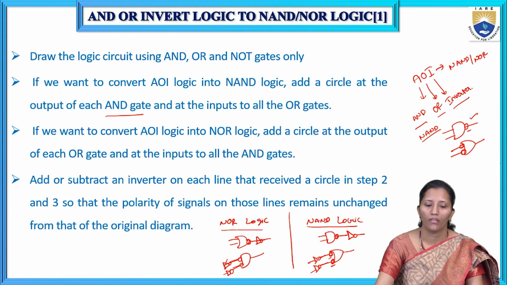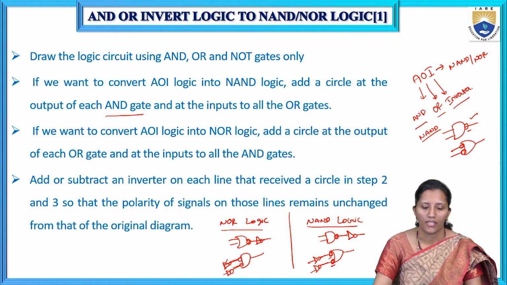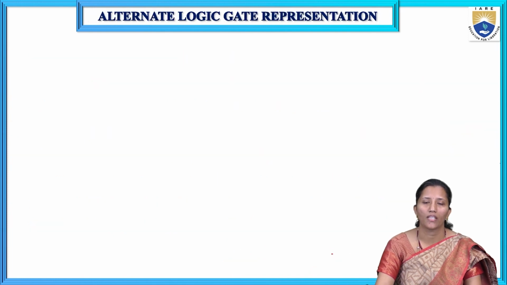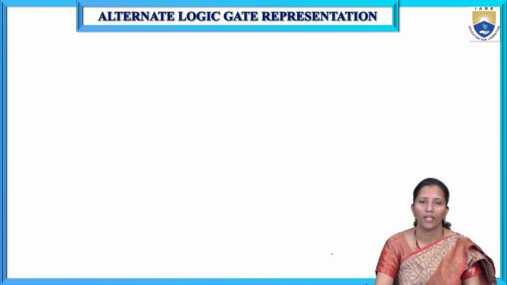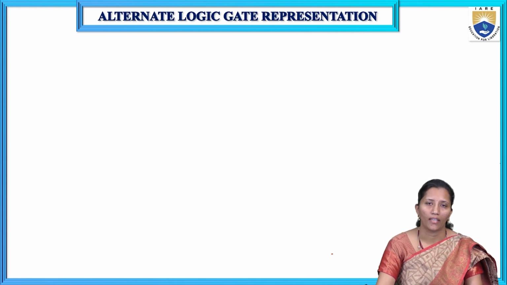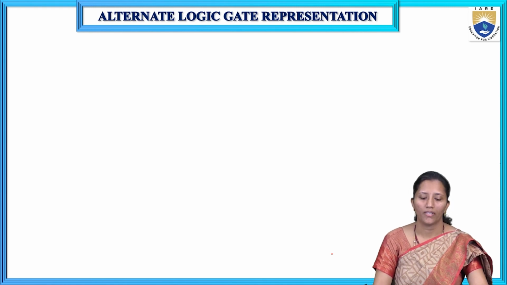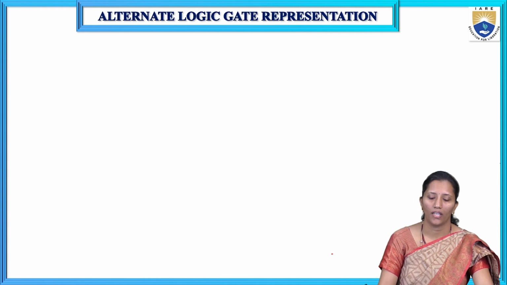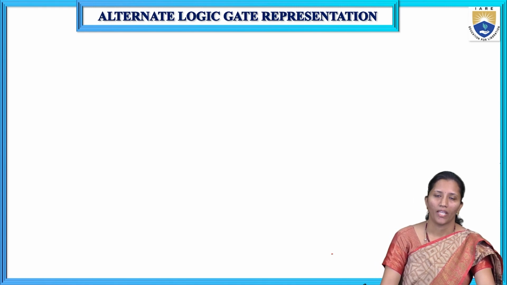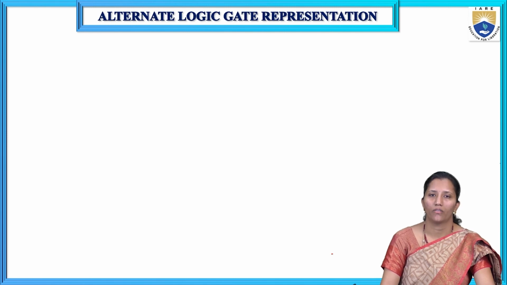Before going to discuss the NAND realization logic, here we will discuss alternate logic gate representation. We have the gates: AND gate, OR gate, NAND gate, NOR gate, and NOT gate. These are the basic gates. Here we have to represent an alternate logic gate representation for those gates. In some networks, they will use alternate circuits of these gates.